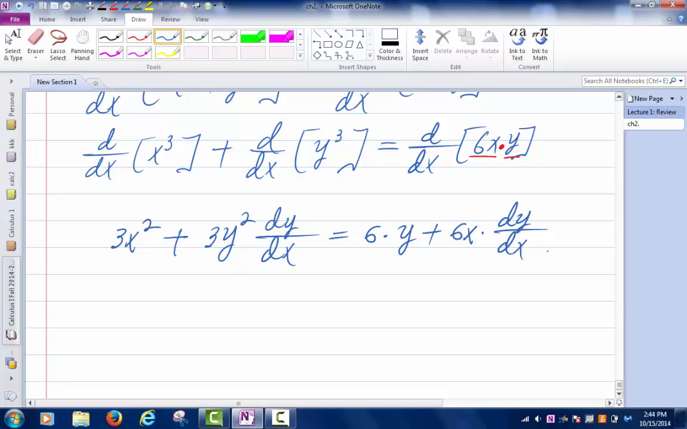So here, I have to solve for dy dx. So how do I solve for dy dx? Whatever you're trying to solve, put all those terms on the left side and everything else on the right side, right? So you're trying to solve for dy dx. So put all the terms involving dy dx on the left, and you have 6y minus 3x squared.